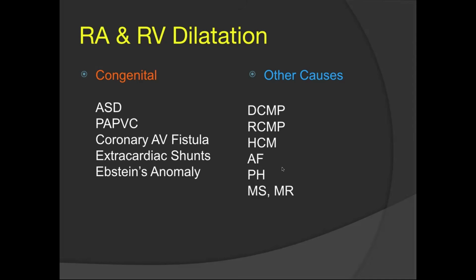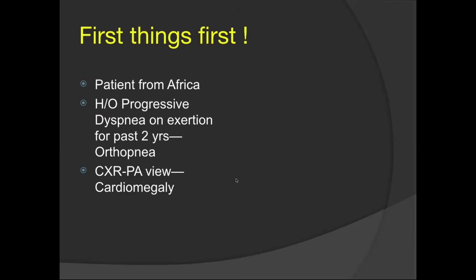Left-sided heart disease like rheumatic heart disease, mitral stenosis, mitral regurgitation, dilated cardiomyopathy, left heart failure, all these will be common causes in our scenario of giving rise to right heart dilatation and also dysfunction. Atrial fibrillation will result in biatrial enlargement. Right atrium will also be dilated along with left atrium. Pulmonary hypertension is a disease entity which will cause right heart abnormality.